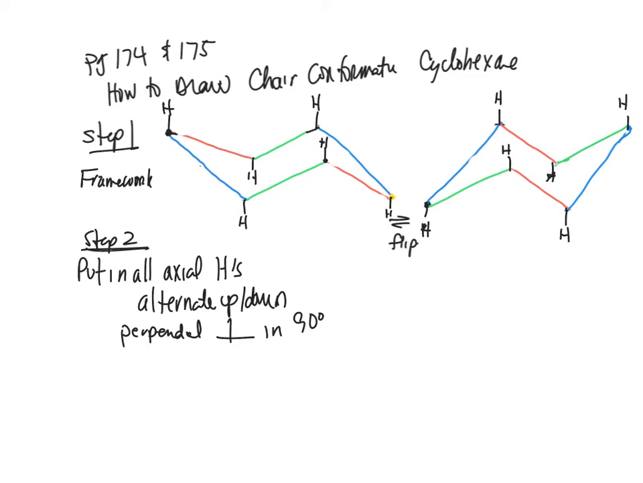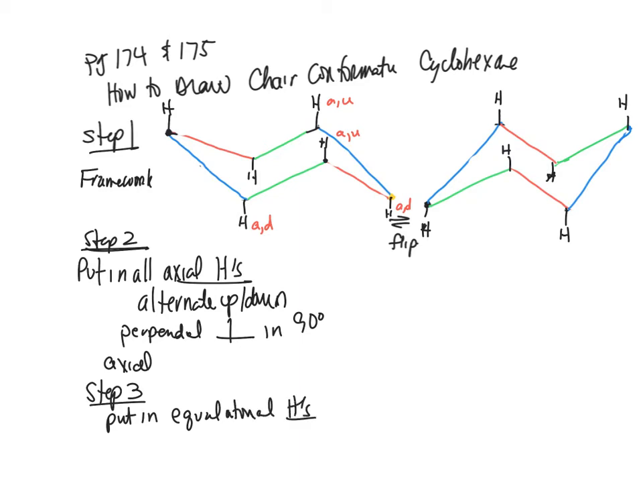Okay? So step two, you put in all your axial hydrogens, and they're called axial hydrogens. And you'll even label them axial. So a lot of times when you go through here, you'll say, okay, this is axial down. This is axial down. This is axial up. Axial up. Now, the reason why you want to do that is you want to be able to come in step three.